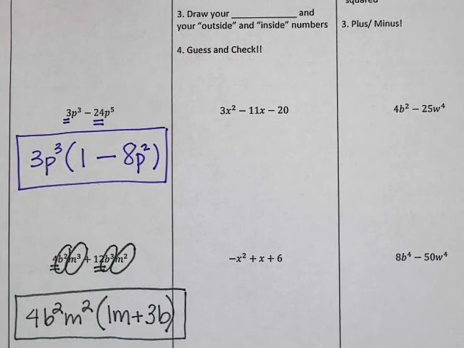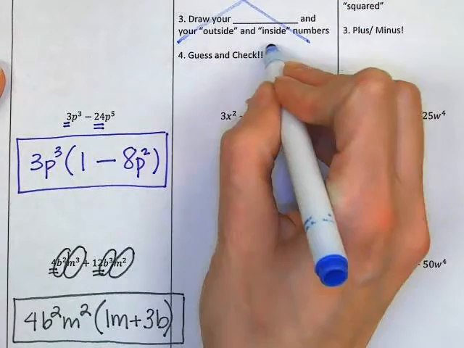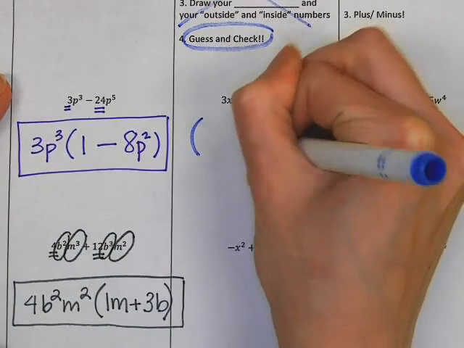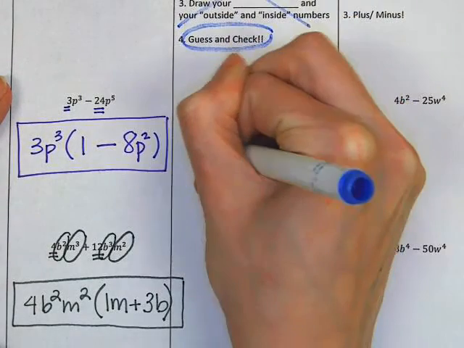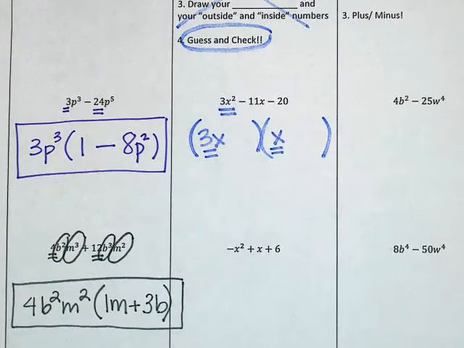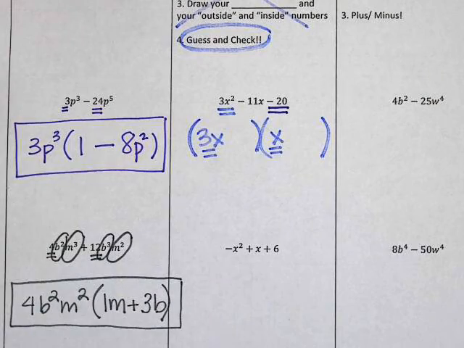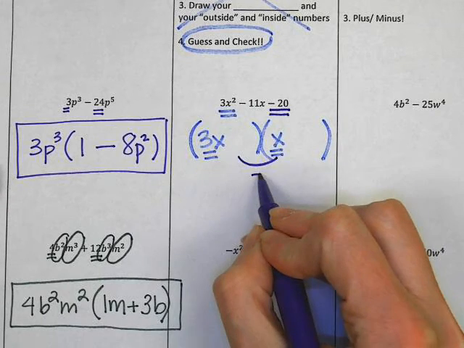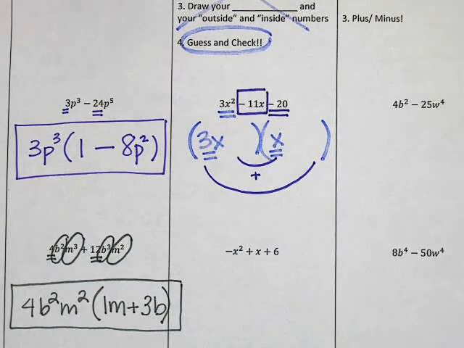Okay, factoring trinomials. I don't do it this way, so we're going to skip this. We just learned guess and check this year. All right, so let's try it. Remember, these are the ones where you draw your double parenthesis. So we need two terms that multiply to 3x squared. That's got to be 3x and 1x. And then next, find two numbers that multiply to negative 20, and they go here and here. But keep in mind, the inners plus the outers have to add to negative 11, so you have to be careful where you put them.